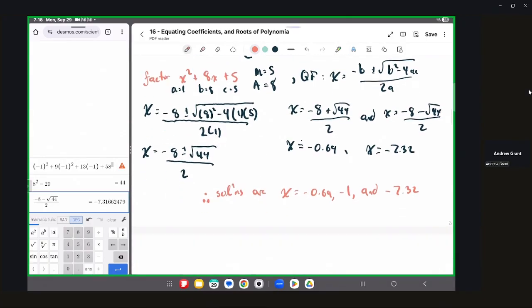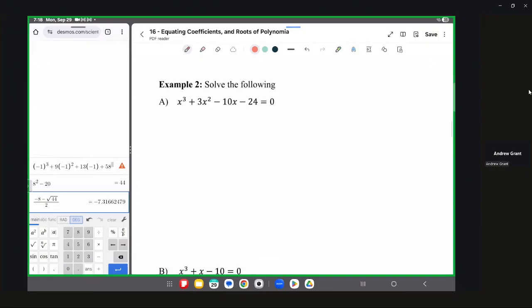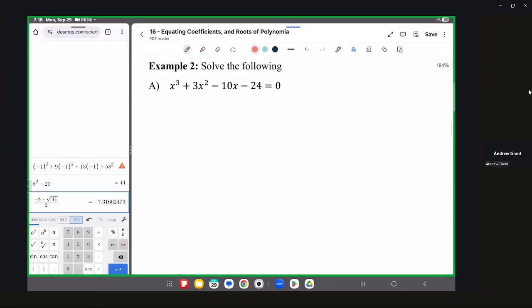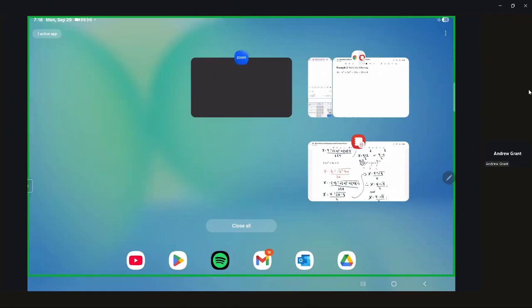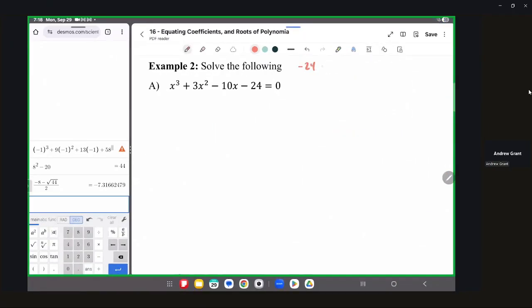Okay, let's continue on. So we're going to solve the following. We've got here x cubed plus 3x squared minus 10x minus 24 is equal to 0. And so we just need to solve using any method. So we need to check factors of negative 24. So these values could be plus or minus 1, plus or minus 2, plus or minus 3, plus or minus 4, plus or minus 6, plus or minus 12, and plus or minus 24. It's probably not 24 because the coefficients seem quite small in the middle.